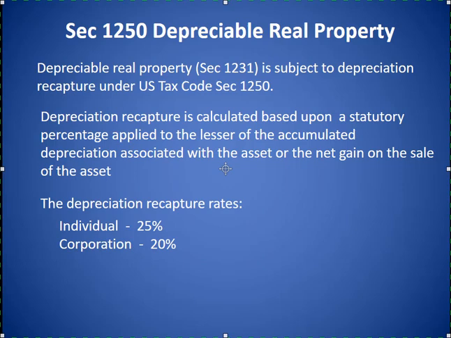Now let's talk about another depreciation recapture subject, and it's called Section 1250. You'll recall Section 1245 was a recapture of depreciation on Section 1231 property for personal property. Section 1250 is a recapture provision also, but this applies to real property. So depreciable real property, again, Section 1231 property, is subject to depreciation recapture under Tax Code Section 1250.